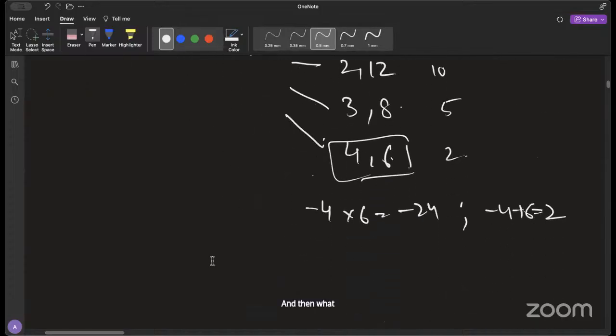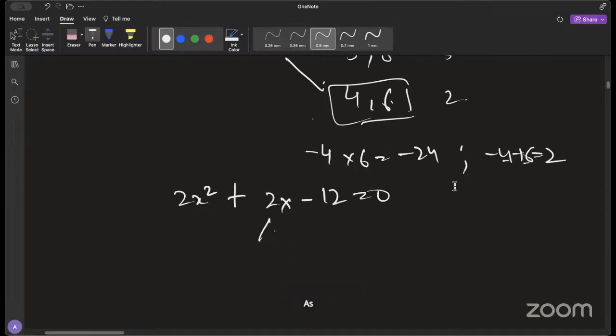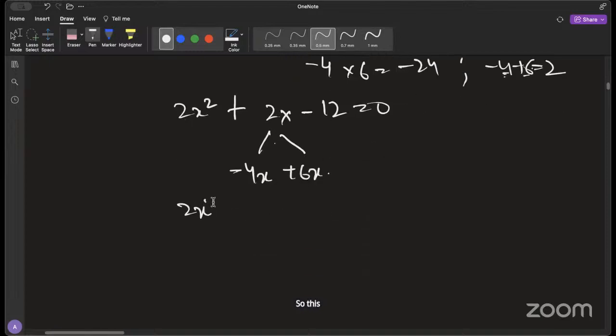And then what you do is you have 2x squared plus, you try to write this 2x as the sum of these two because it's the sum of minus 4x and 6x, right? You found two numbers, minus 4 and 6. So you write this as minus 4x plus 6x. So this thing becomes 2x squared minus 4x plus 6x minus 12 equals 0.